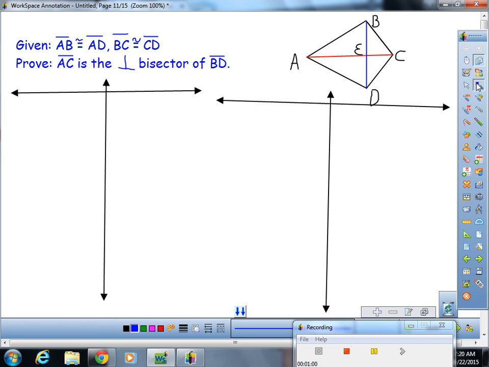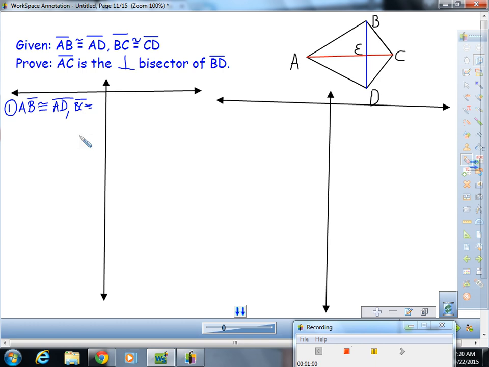So we are given that AB is congruent to AD, and that BC is congruent to DC. Now we're trying to prove that AC is the perpendicular bisector of BD. So you're familiar with that, right? All right.